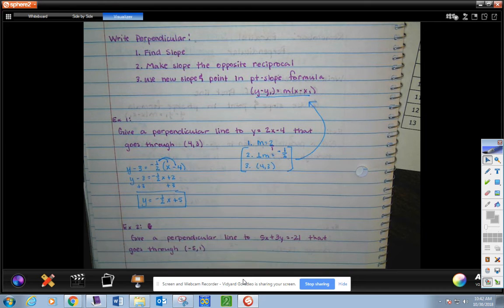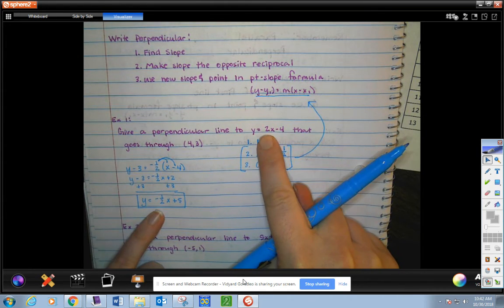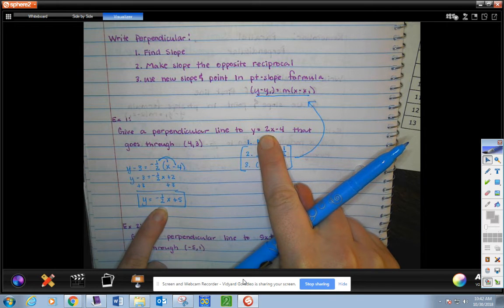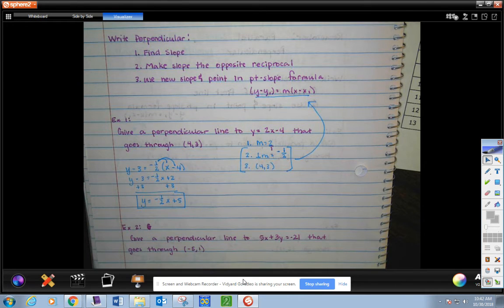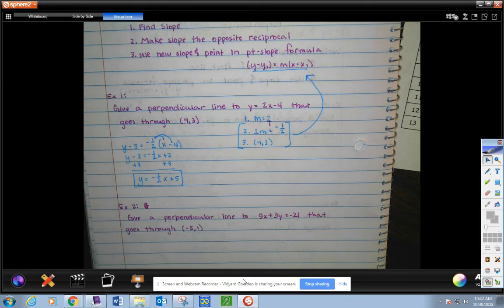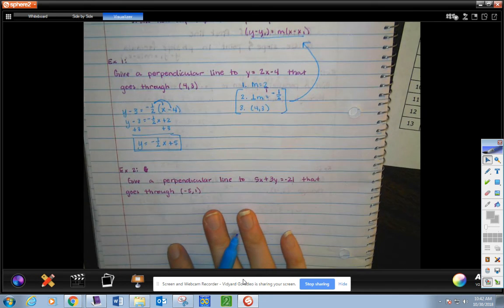Now, this one's going to have a little bit of a different check. When you go back to your original line, you need to make sure that the slopes are opposite reciprocals. And if they're opposite reciprocals, you have solved it right if you did your steps correctly. Okay, for example 2. Oh, my bad. There we go.